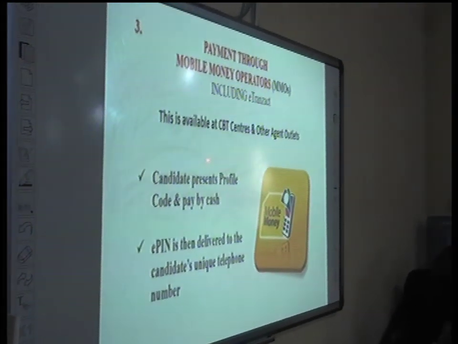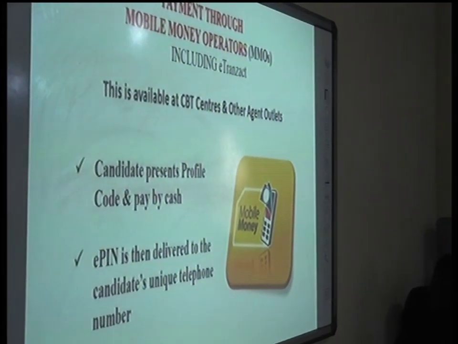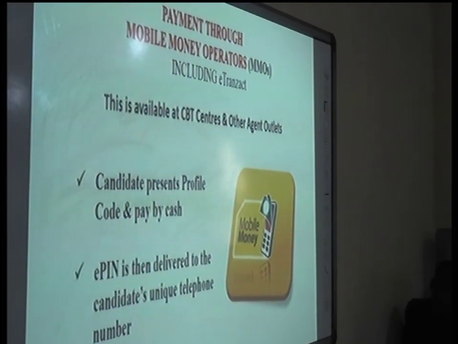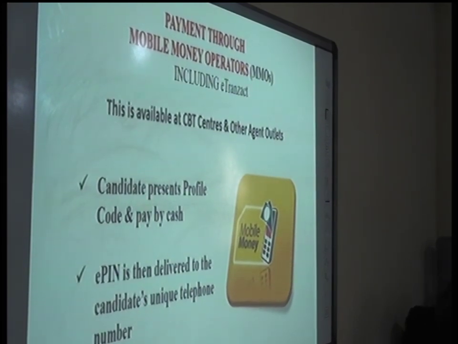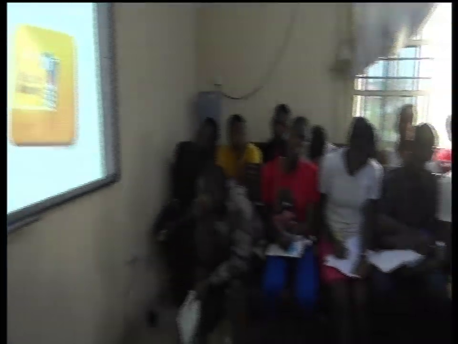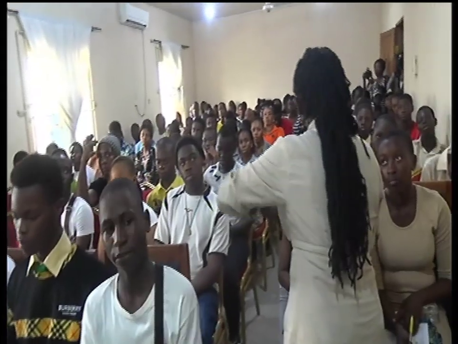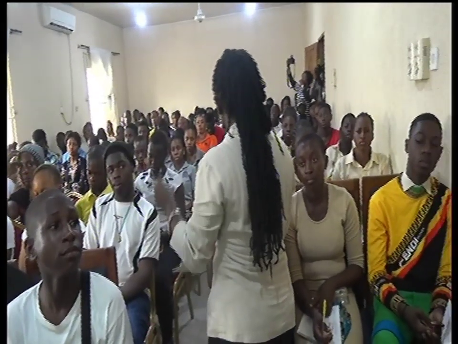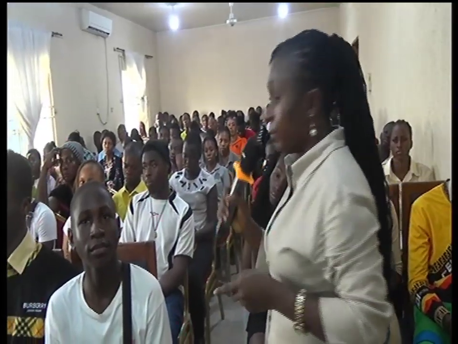You can pay through MMOs. These are available at the CBT center. These are agents. So you go there, you pay to them, you give them your profile code, and they give you your e-PIN. It is not your profile code you are going to register with. The profile code, you will use it to make your payment. Then they will give you your e-PIN. It is your e-PIN you are going to register with.